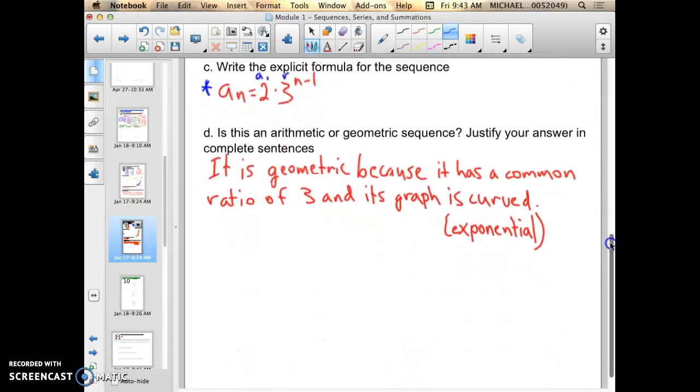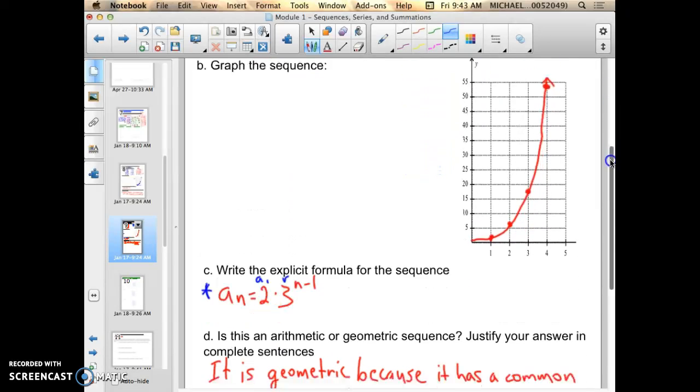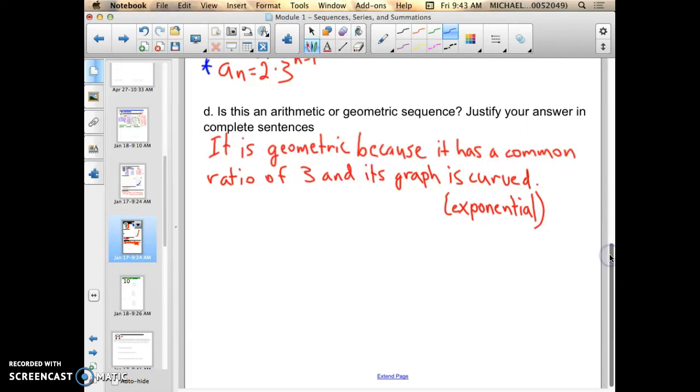So if you did this and you got all this correct, you may move on to the practice problems. If any part of this looks different than my work here, please check with the neighbor or raise your hand and I'll check it as well.